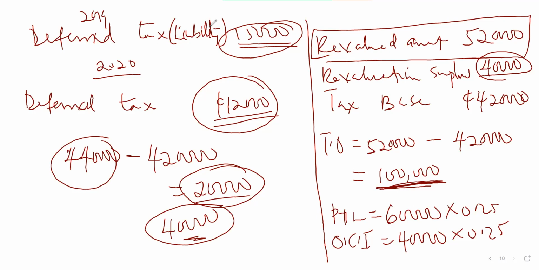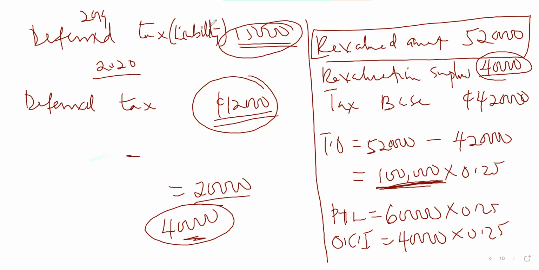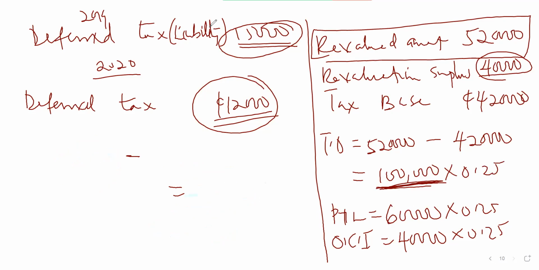Another way of doing this is that you calculate the total deferred tax on this. Let's calculate the total deferred tax on the temporary difference, 0.25 times the 100,000. What are we getting? 25,000. So that 25,000 is for both profit and loss and what? OCI. So what we do is that we now share it. What is the figure relating to profit and loss?